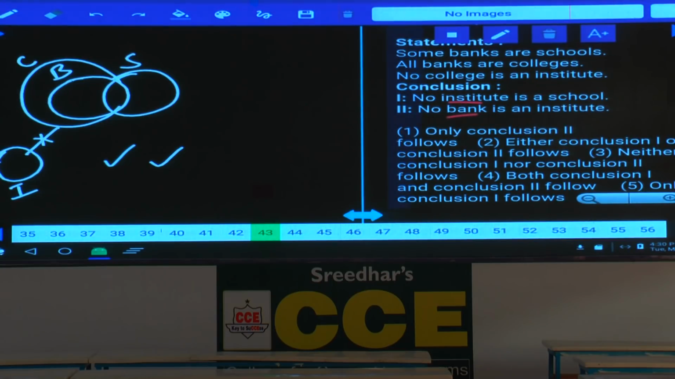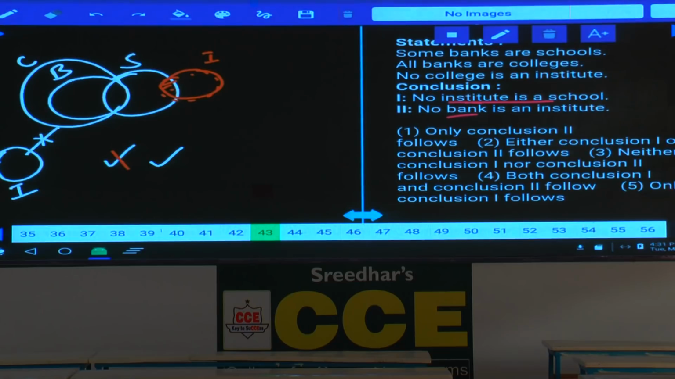To make this one false, now we need to check its complementary. No institute is a school means some of the institutes are schools. Now tell me whether I can draw my institute like this or not. If you draw institute like this, some institutes are schools is true. That means no institute is a school will be false. Alternate diagram proven, previous conclusion will be false.